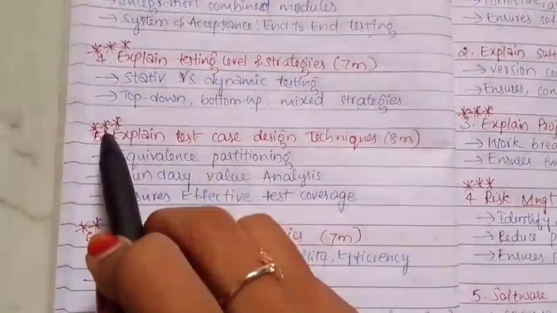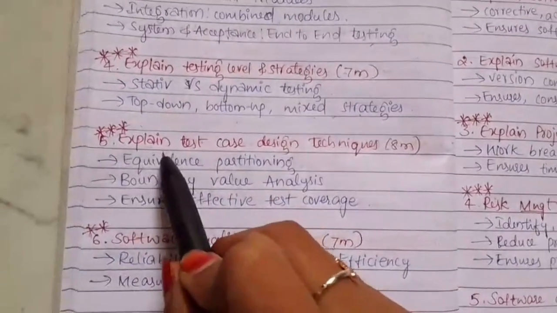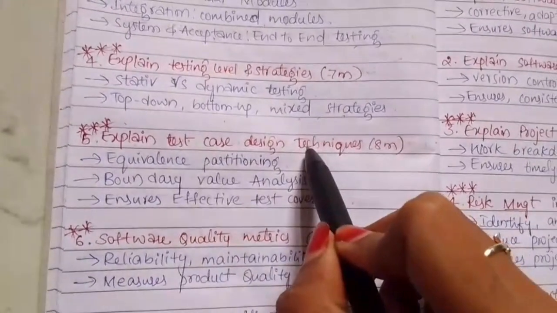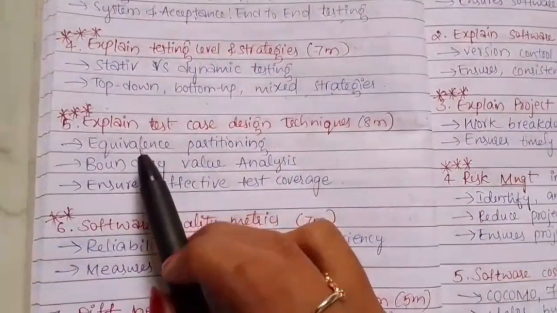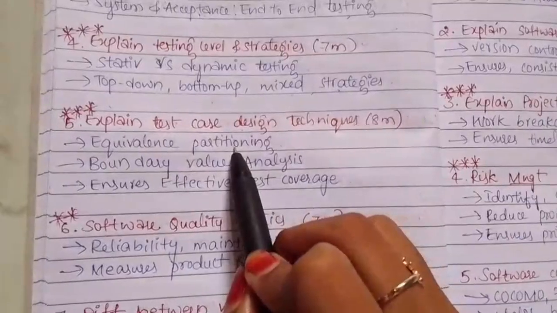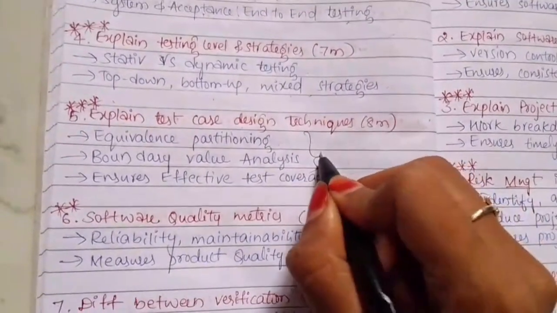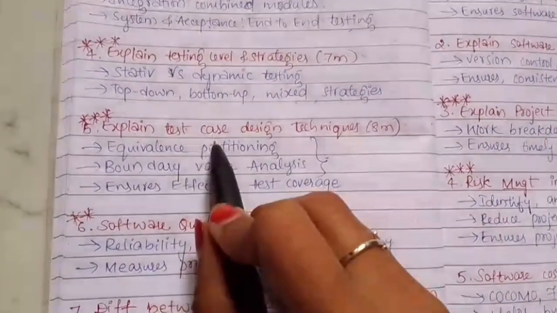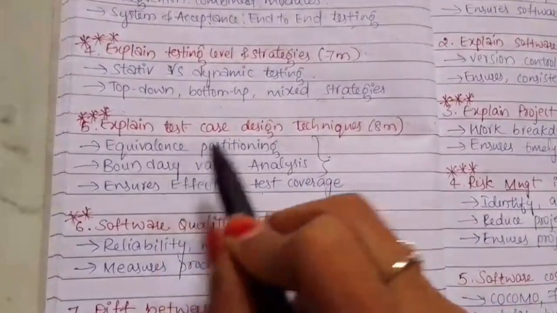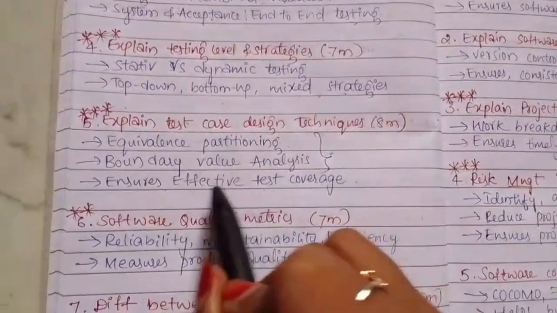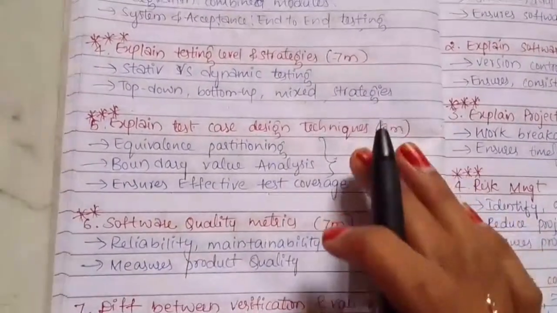And the next question, which is very important, the star means it is very important. It's understood. Explain test case design techniques. Asked for 8 marks. In this you have to explain equivalence partitioning and boundary value analysis. You have to explain these two in detail. And the test case design techniques ensure effective test coverage. This is about test case design techniques.